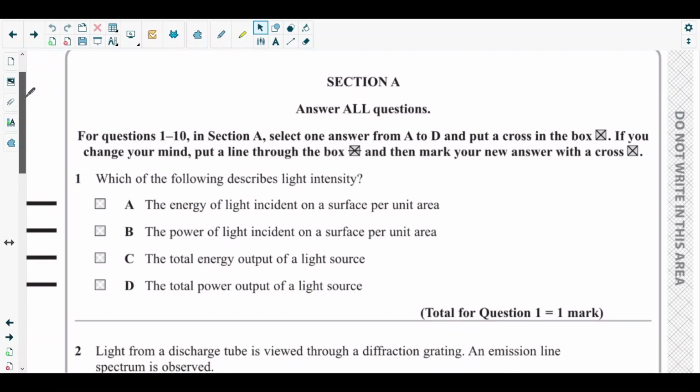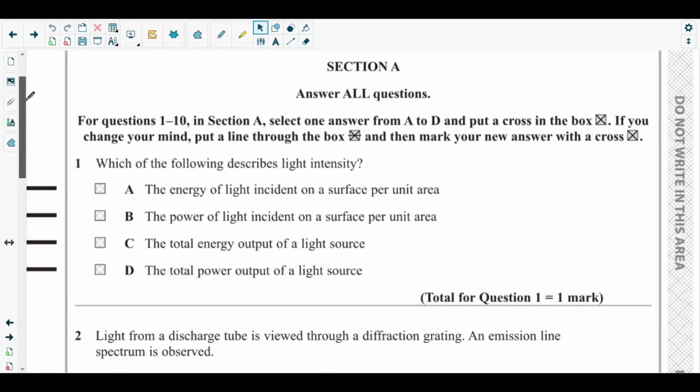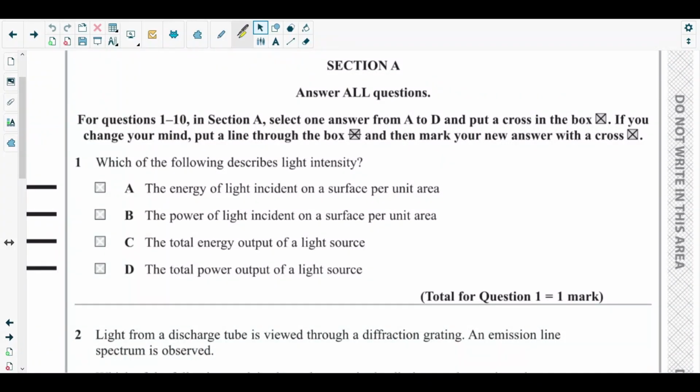At first, multiple choice question number 1. The question says, which of the following describes light intensity? Light intensity is basically I. So intensity, we know that I equals power over the area, right? So which of the following options describes the intensity best?